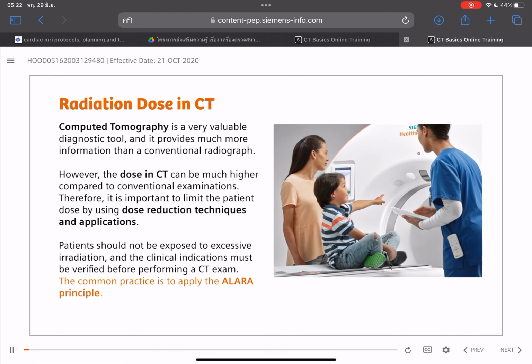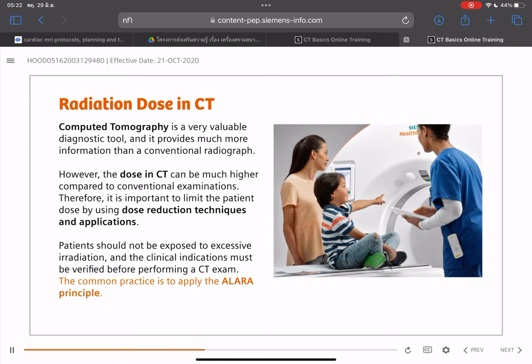Computed tomography is a very valuable diagnostic tool, and it provides much more information than a conventional radiograph. However, the dose in CT can be much higher compared to conventional examinations. Therefore, it is important to limit the patient dose by using dose reduction techniques and applications, for example, CARE Dose 4D.